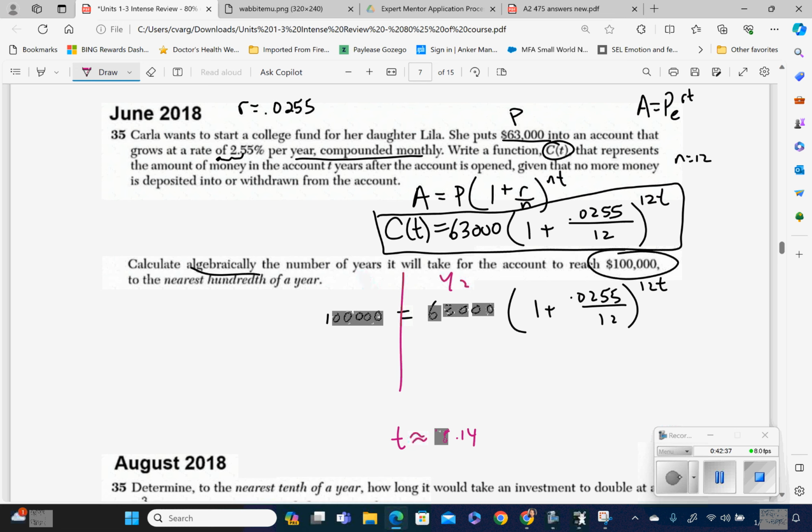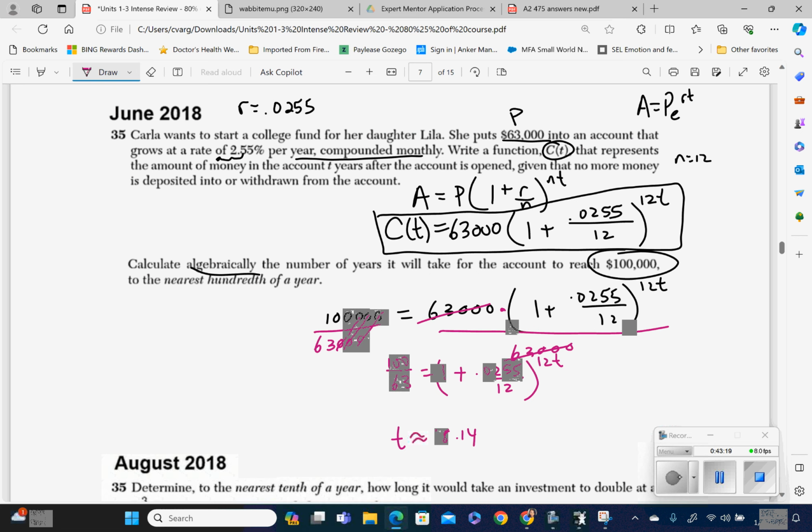But watch how you get all the points for this. So this is being held together by multiplication. You could divide both sides by 63,000. Make sure I have the right number of zeros. 63,000. There we go, so this cancels out. Beautiful. So I have 100 over 63 is equal to 1 plus 0.0255 over 12 to the 12t power.